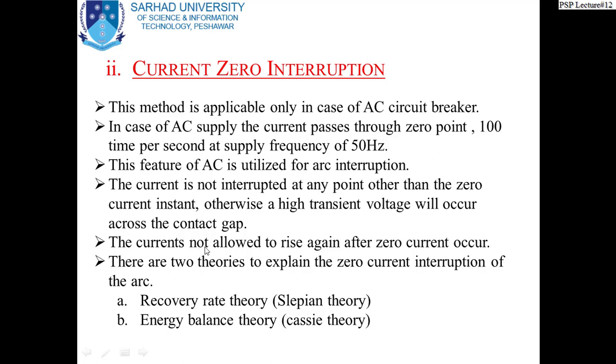The current is not allowed to rise again after zero current occurs. There are two theories to explain the zero current interruption of the arc. Number one is recovery rate theory, Slepian's theory, and number two is energy balance theory, Cassie's theory.